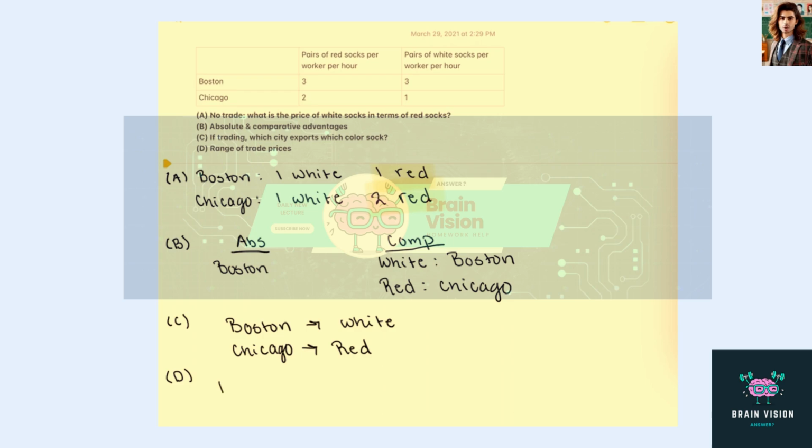So they could trade at a price for one white sock, which is equal to one red sock, to one white sock at a cost of two red socks. And that will allow both of these two cities to benefit from trade if they trade somewhere within that range.